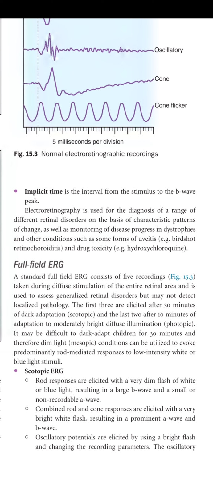A standard full field ERG consists of 5 recordings taken during diffuse stimulation of the entire retinal area and is used to assess generalized retinal disorder but may not detect localized pathology. The first 3 are elicited after 30 minutes of dark adaptation, scotopic, and the last 2 after 10 minutes of adaptation to a moderately bright diffuse illumination, photopic. It may be difficult to dark adapt children for 30 minutes, and therefore a dim light mesopic condition can be utilized to evoke the predominantly rod mediated response to a low intensity white or blue light stimulus.